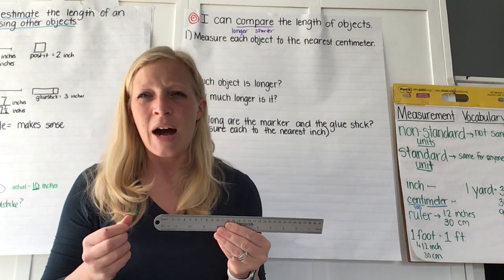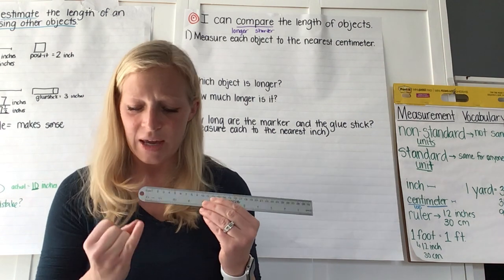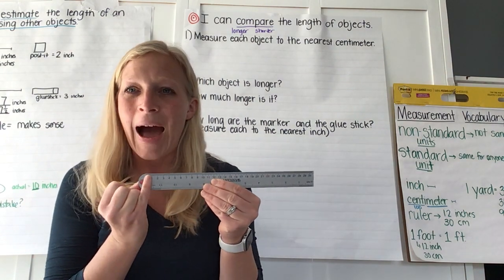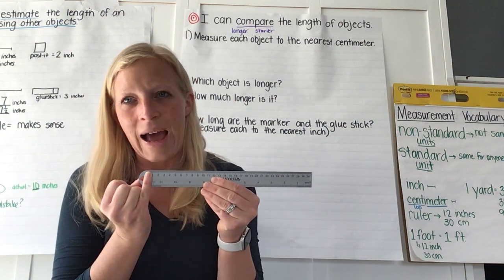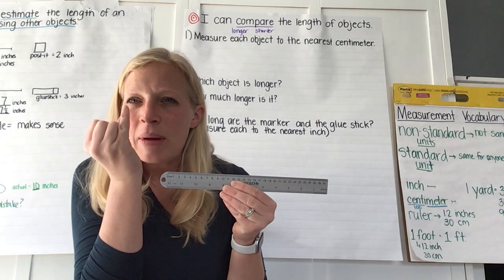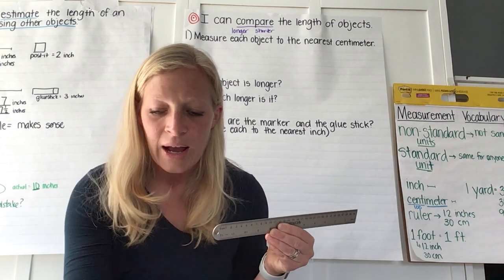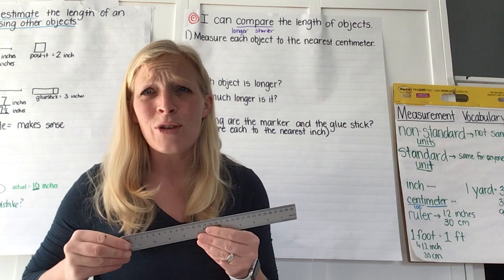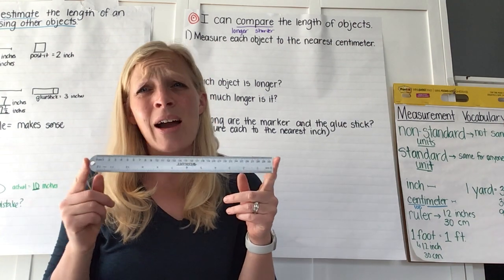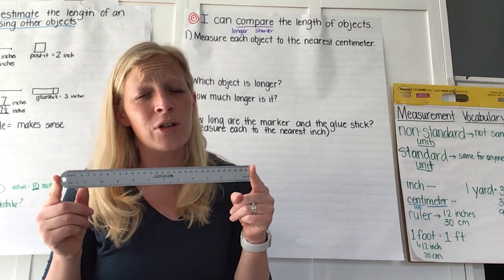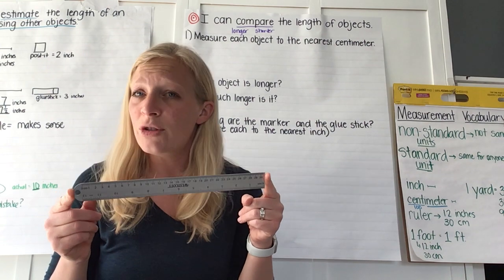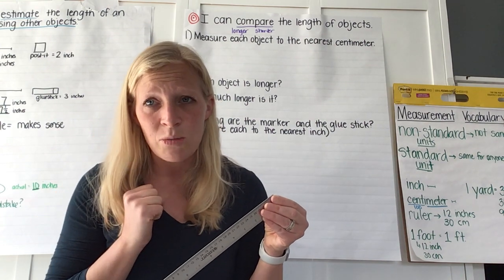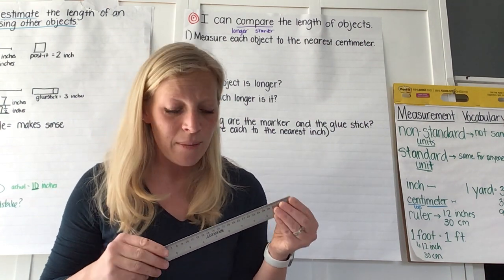Remember our body benchmarks from last week. Our centimeter's about 1 pinky wide, okay? My little pinky's about 1 centimeter wide. That's what you can use if you don't have one of these. Now, I hope that you have a baggie full of goodies from your teacher. But if you don't, you could use your body benchmark to help you solve this problem.